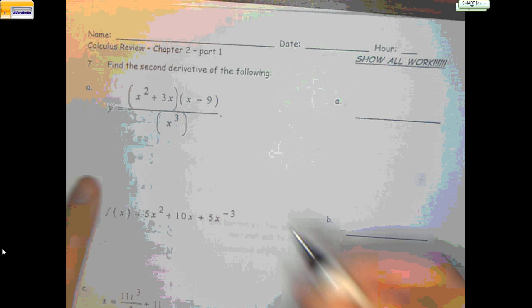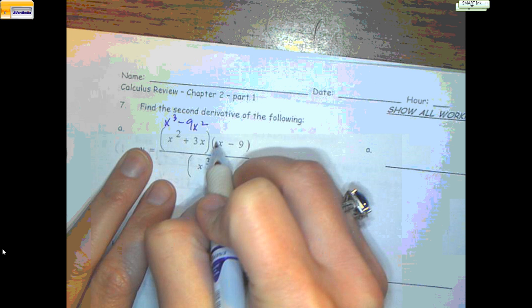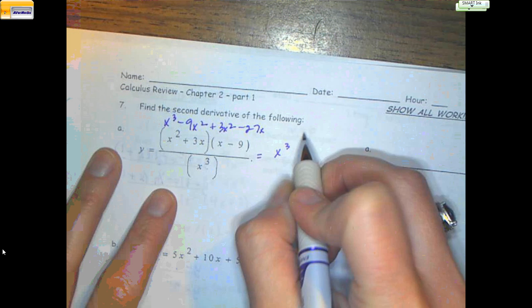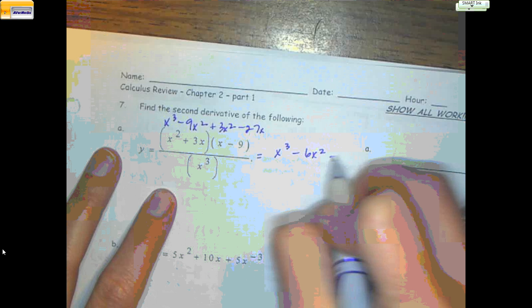Second derivative. They don't specify what rule we have to use. So what might make this process a little faster? Yeah, let's FOIL the top. So this is going to give us x cubed. Outer terms get us negative 9x squared. Inner terms are positive 3x squared, and the last terms are negative 27x. Put them together so that we have x cubed minus 6x squared minus 27x over x cubed.